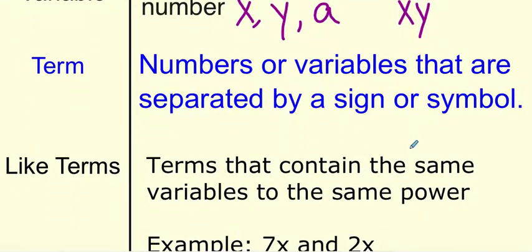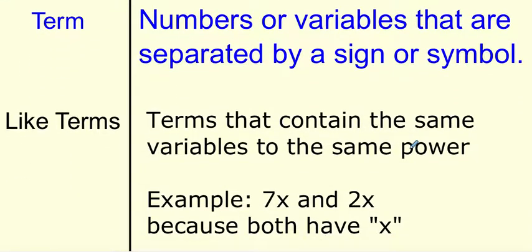A term. A term is a number or a variable that are separated by a sign or a symbol. Usually that sign or symbol is the adding or subtracting sign. For example, a term might be 3x minus 5. I have two terms here. My first term is the 3x. The other term is separated with that minus sign, and it is minus 5. We will work further on clarifying the difference between these in the next few examples.